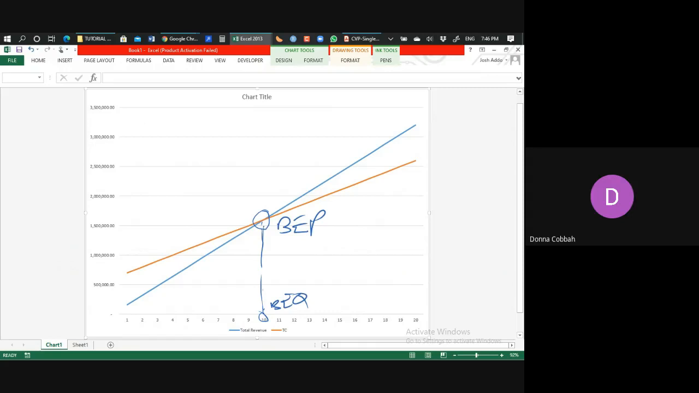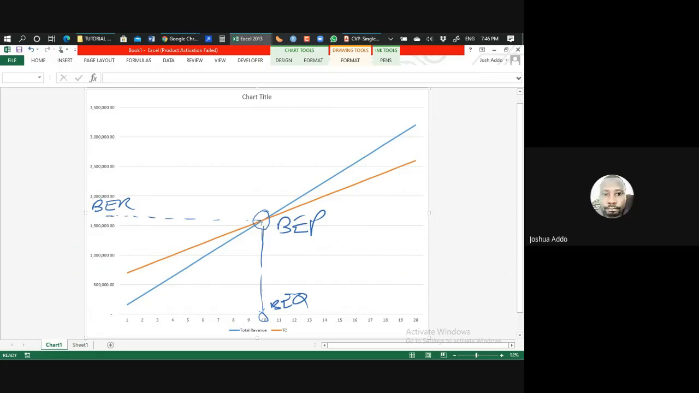Okay, so this is the break-even quantity. And when you trace here, this is the break-even revenue. I'm lost a little bit.